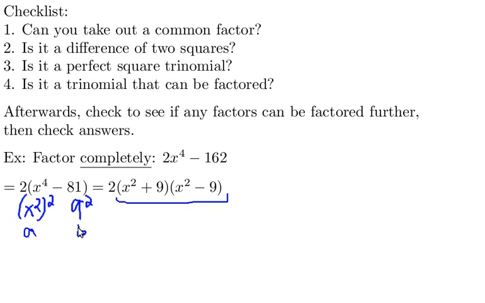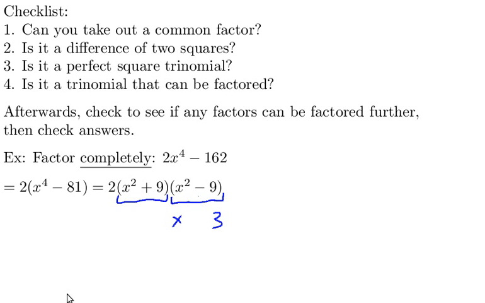Okay, so then we take a look at the individual factors here. Can this x squared plus 9 be factored any further? No, it's not a trinomial. It's not a difference. Can this be factored any further? Well, it's not a trinomial, but it is actually a difference of two squares. See, that's what distinguishes this from this. There's the difference here. That means since it's a difference of two squares, we can factor that further, because this is x squared. This is 3 squared. 9 is 3 squared. So we can factor that even further.